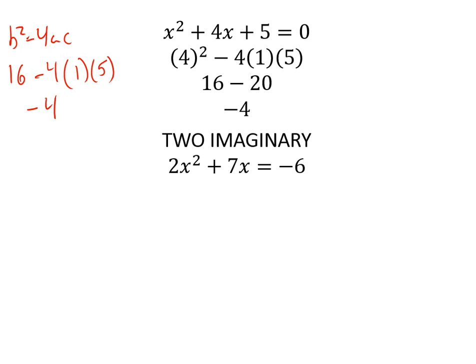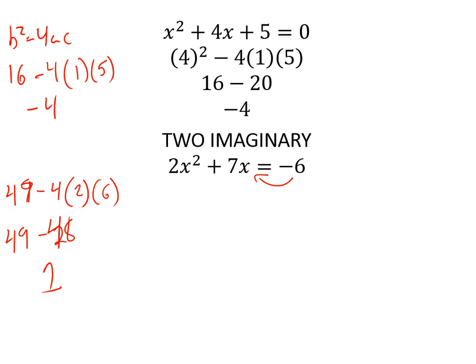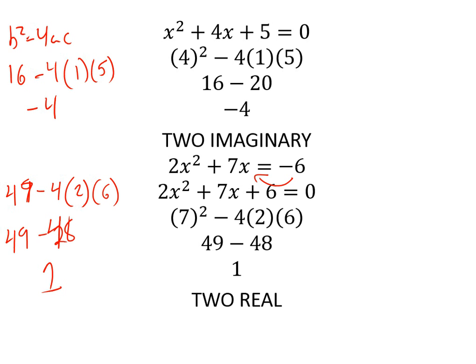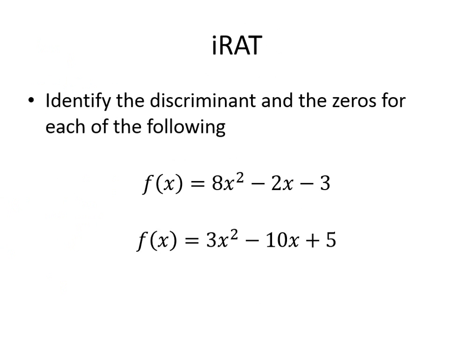Now if you look at the next one, you do the same thing. We want to move this 6 to the other side so it turns positive, because we want to set these equal to 0. That would give us 49, or 7 squared, minus 4 times 2 times 6. That would be 49 minus 48, which gets you a 1. And so that means you would have two real answers, because it's a positive number. That's what the discriminant does. It helps you find how many answers you're going to have.